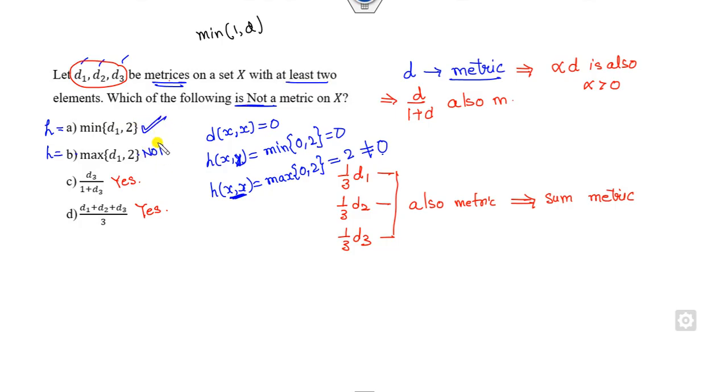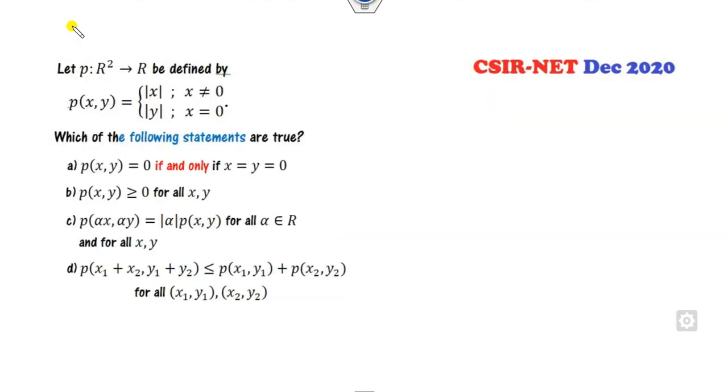And yes, this is my metric space because only the one correct option is there, so all properties are satisfied. So the right answer is B. Okay, look at this another one.